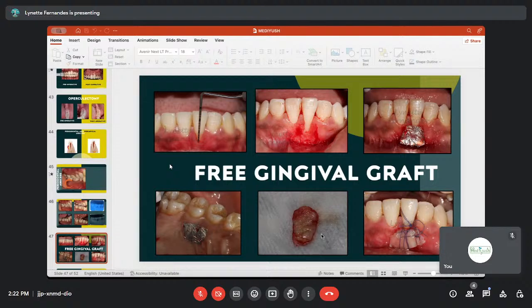The free gingival graft. Now we saw clinical attachment loss. We saw recession. So this was a case of recession. In case of recession, where the patient is not happy, we go ahead and do a free gingival graft. Now what is this free gingival graft? It is something which is taken from the palate.